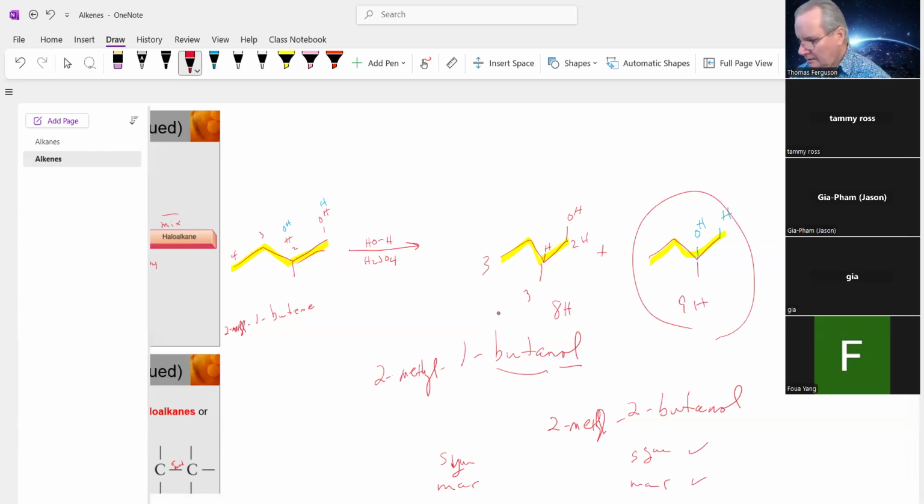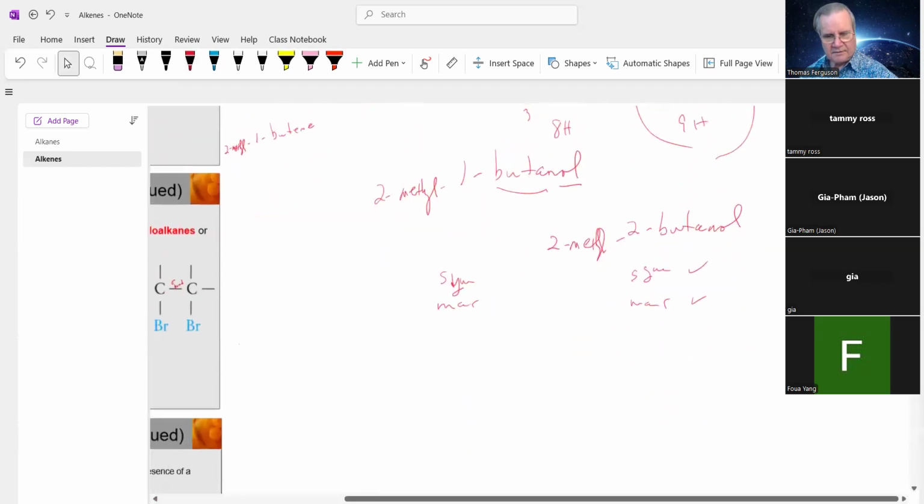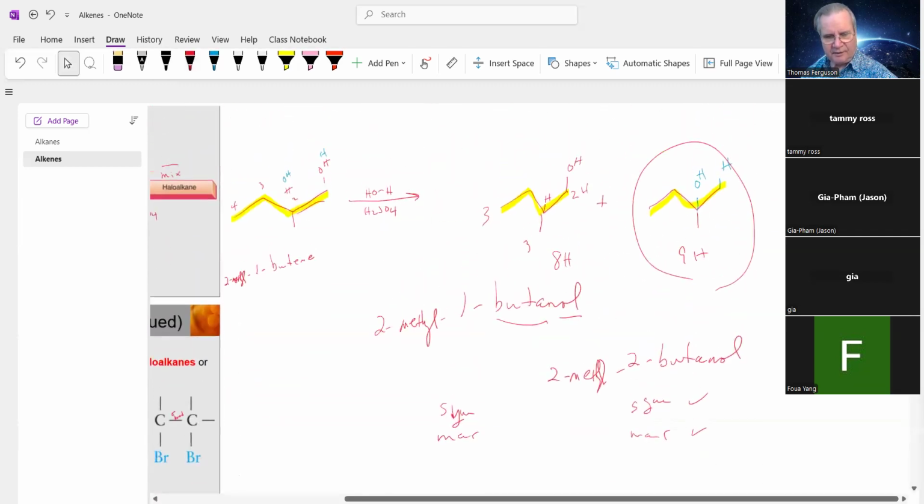So I gave you reactants and the conditions. Conditions are water plus H2SO4. And then you predict the products. Now, we can also do the reverse: I'll give you a product and I'll say, how do you make it? So let's try. Are there any questions about this before I go on?